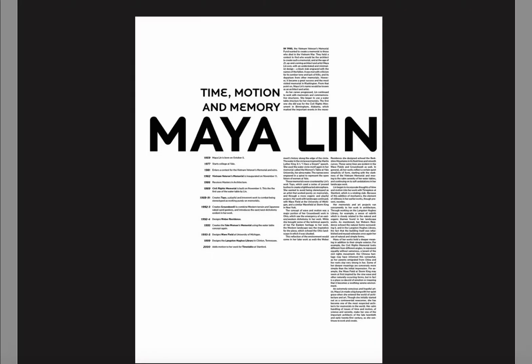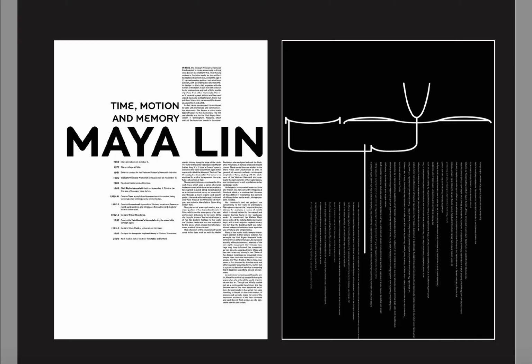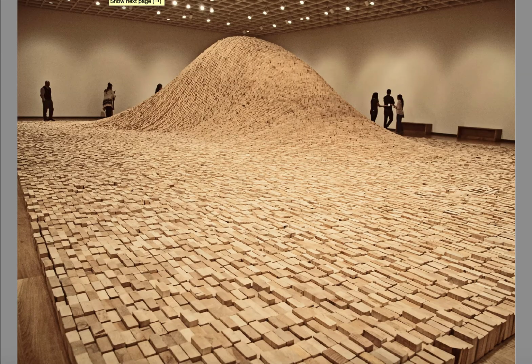Maya Lin, time, motion, and memory. This is the functional, and this is the, I'm sorry, the connotative. And we take a look at these two side by side. And what does this type of architect focus on? Those are the types of forms that she likes to focus on. And you see a lot of different types of blocks. You see things falling, you see things rising up, you see different shapes kind of moving downwards.